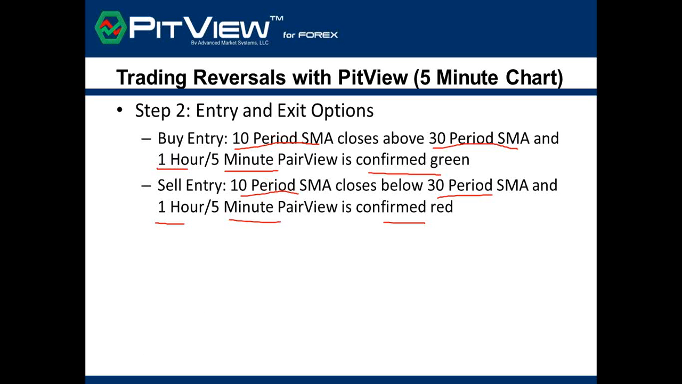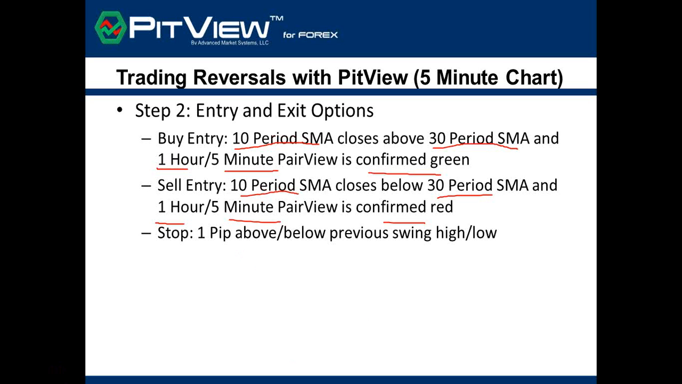So this is a very simple strategy. When you look at what you do with it, you're just waiting for it to exert a range, and then once you get the opposing signal on the moving average cross, you're getting in only if PitView confirms it. And this is another way that PitView can keep you out of a large amount of whipsaws in the market.